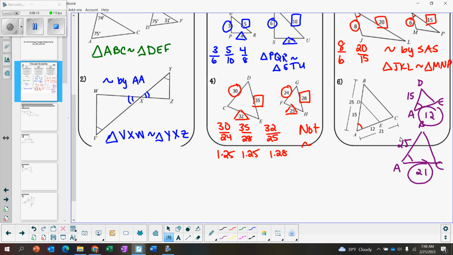So let's say we did 12 over 21 and 15 over 25. If I divide by 3, that's 4 over 7. If I divide by 5, that's 3 over 5. So this is not similar. Even though I had what looked like side angle side, the sides were not proportional, so the triangles are not similar.